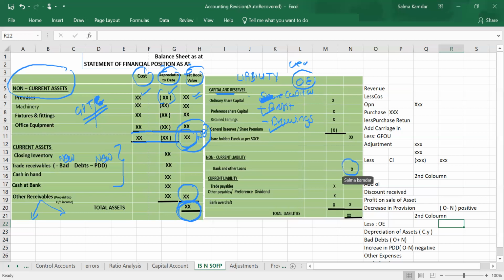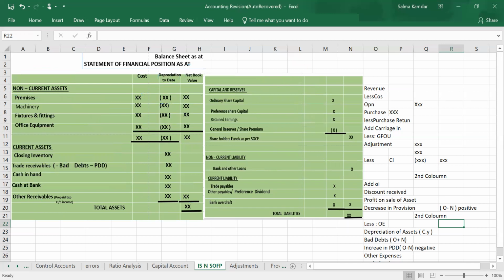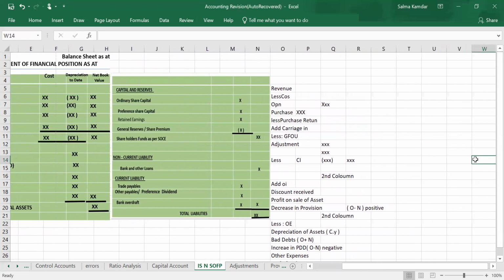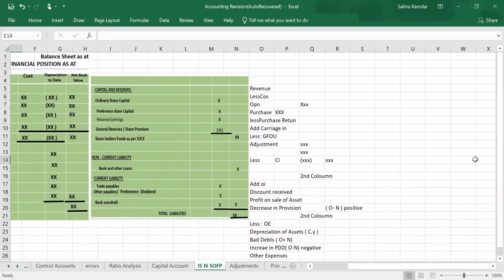Then you have your non-current liabilities. Non-current liabilities are your long-term loans. And then you will add your current liabilities. What are the current liabilities that you normally have? Bank overdraft, trade payables, other payables. So owner's equity plus non-current liability plus current liability is going to give you what? Your total liabilities. So this is just the raw format of the financial statements.